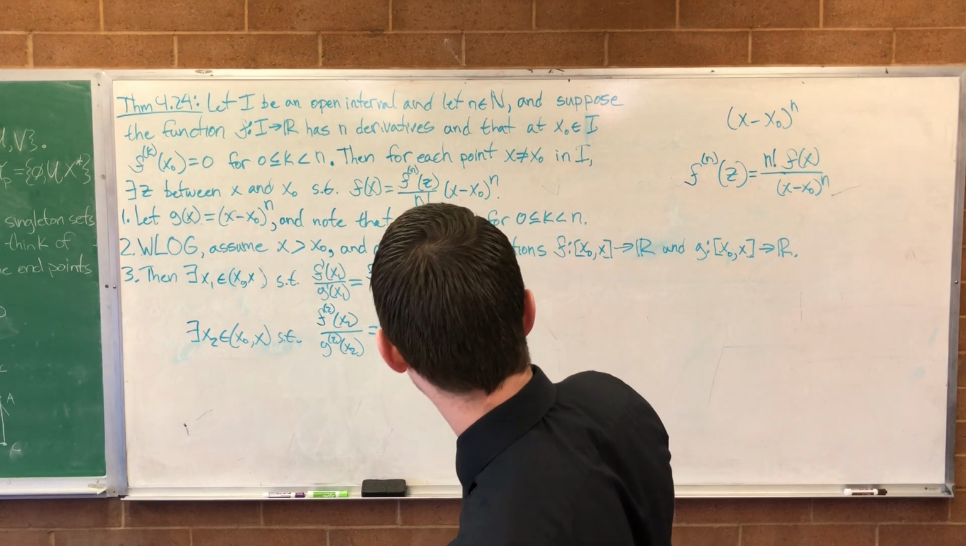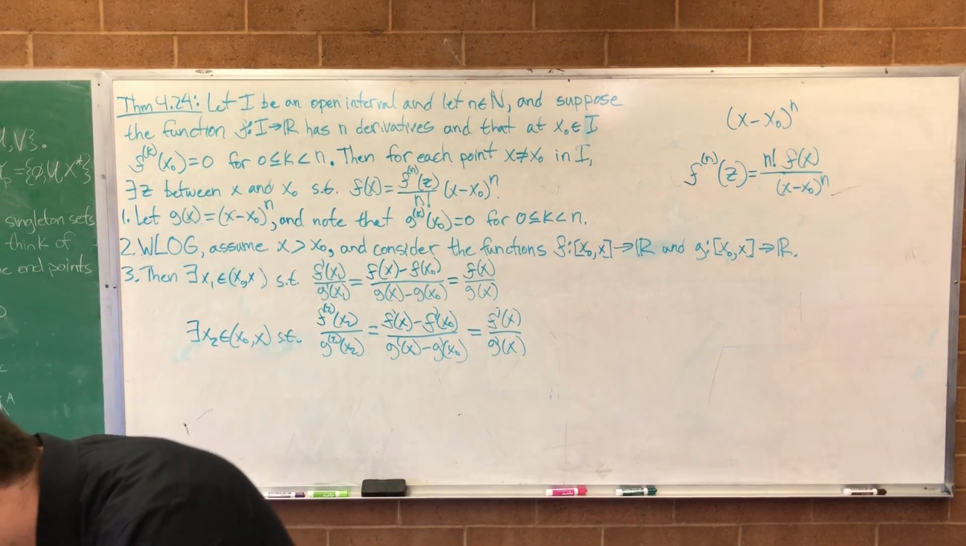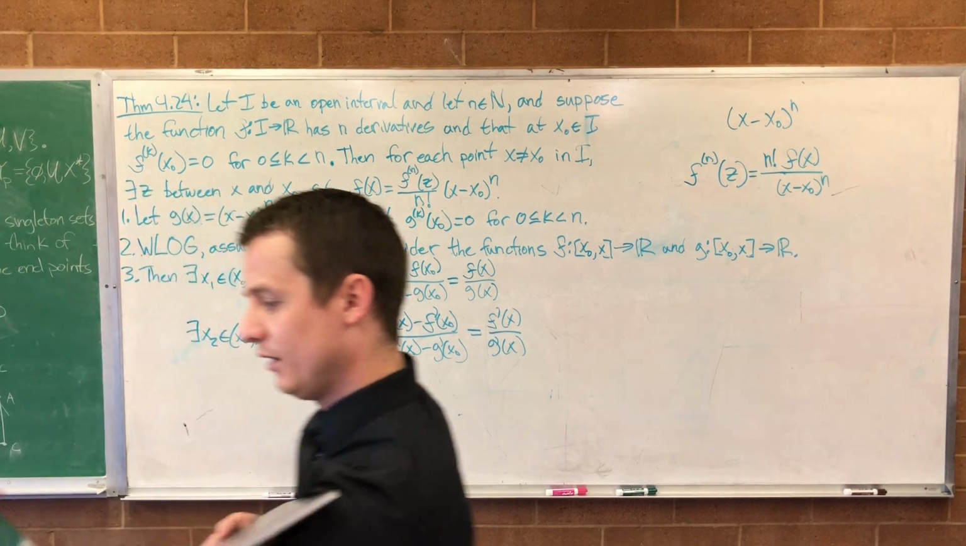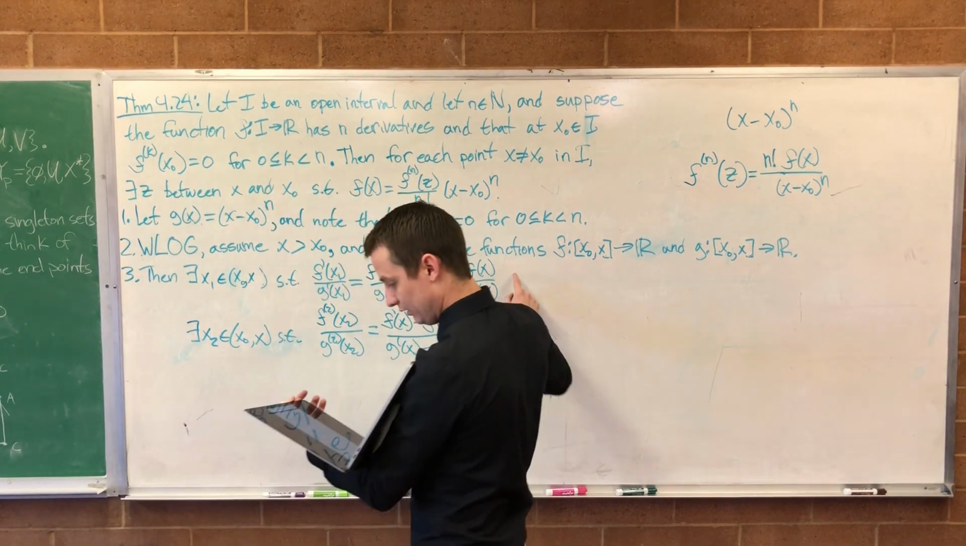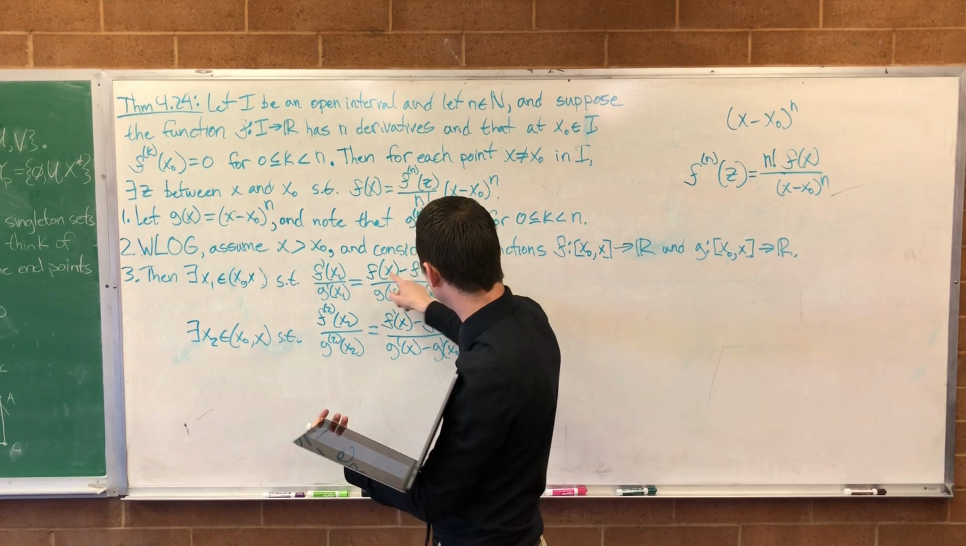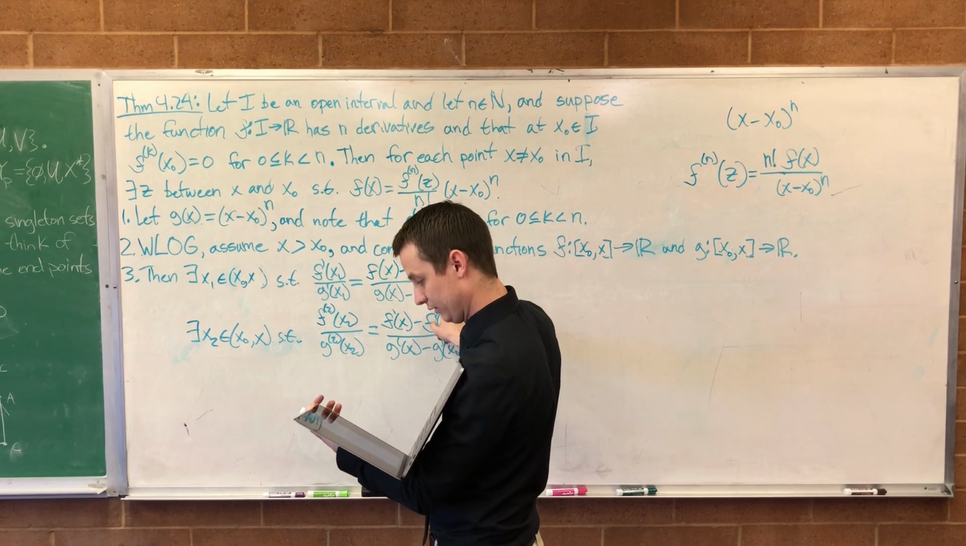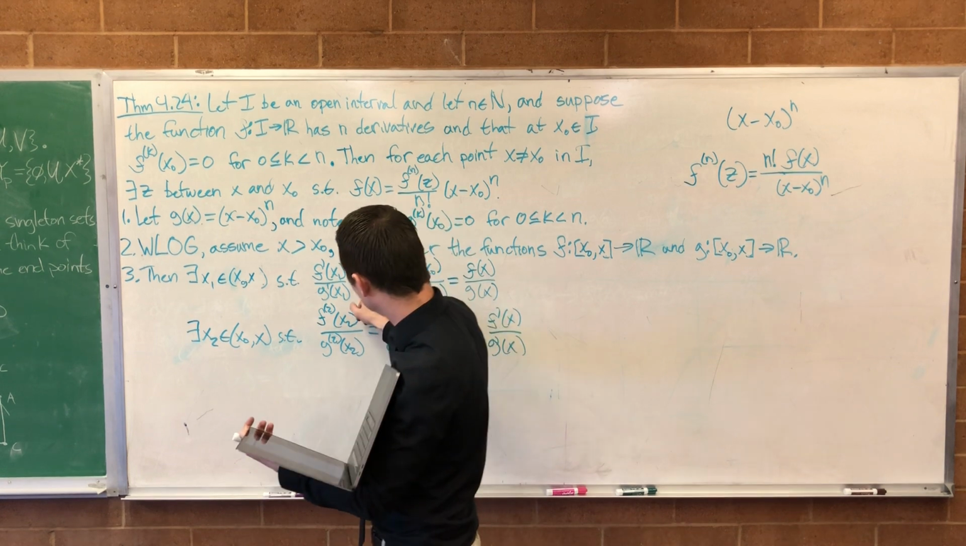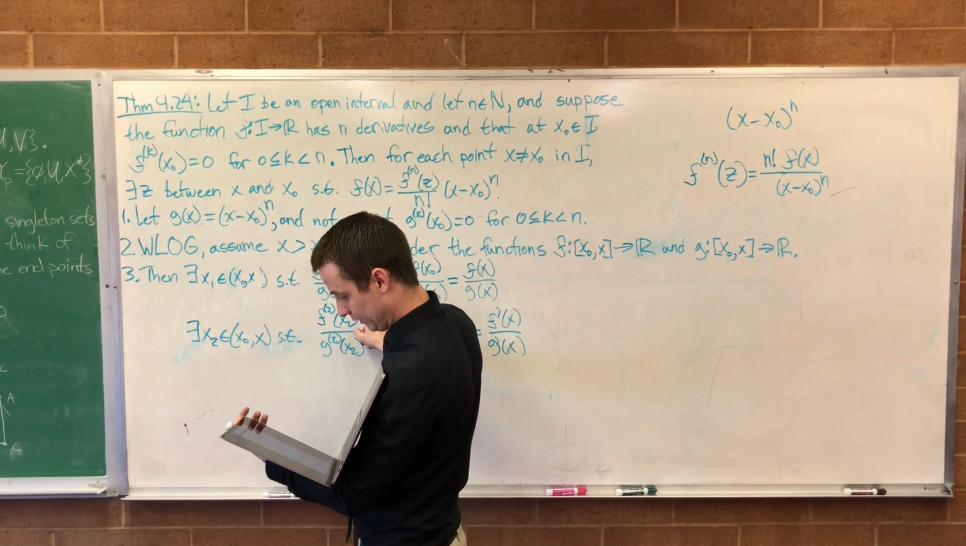How am I making my link back up there? Let's see, did I change the symbol from what he used? Yeah. F of x over g of x is the same thing as f of x minus f of x naught over g of x minus g of x naught, which is equal to f prime of x1 over g prime of x1.